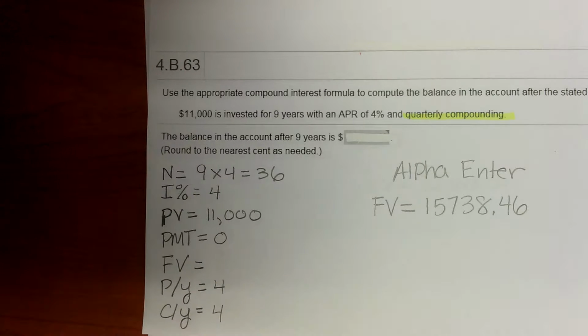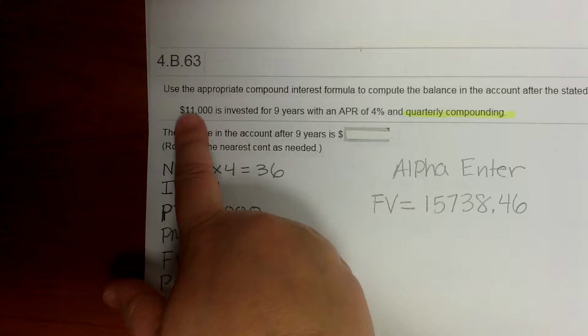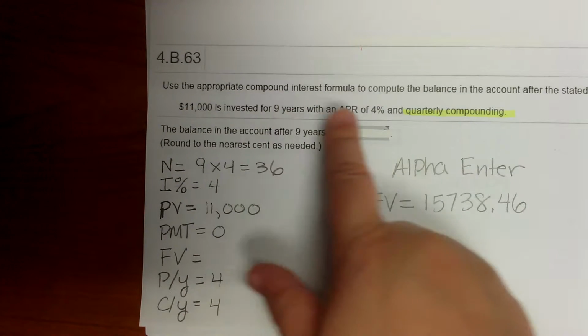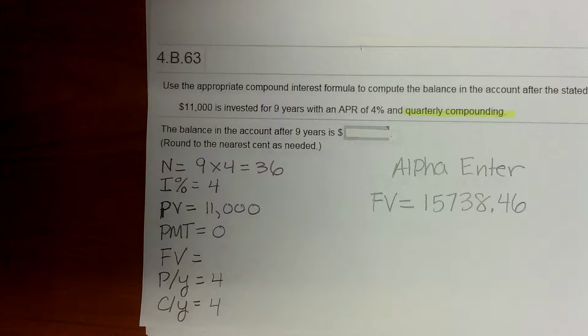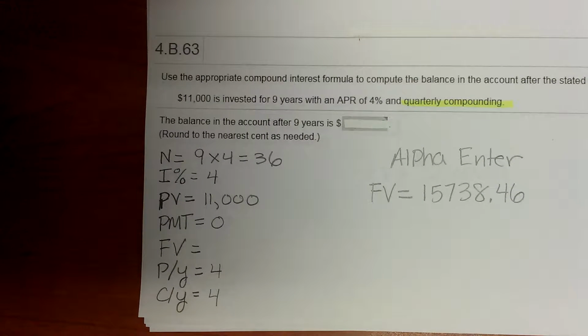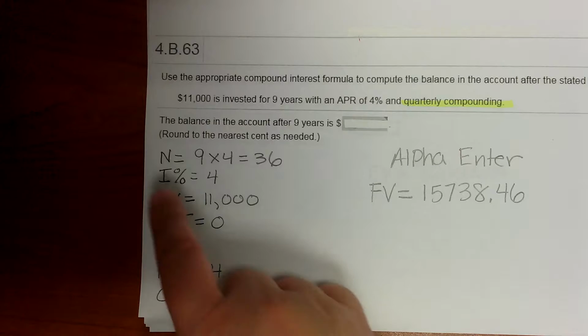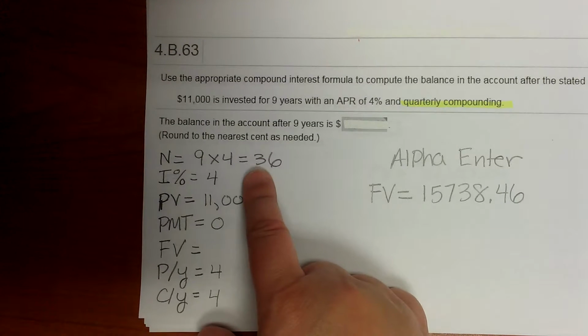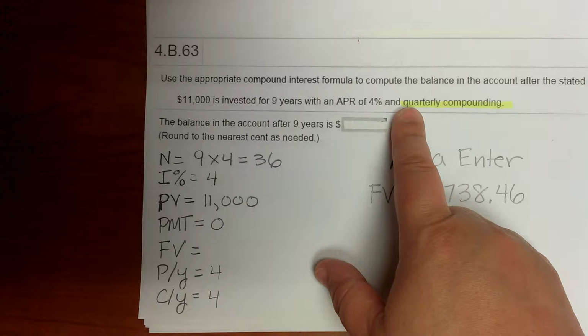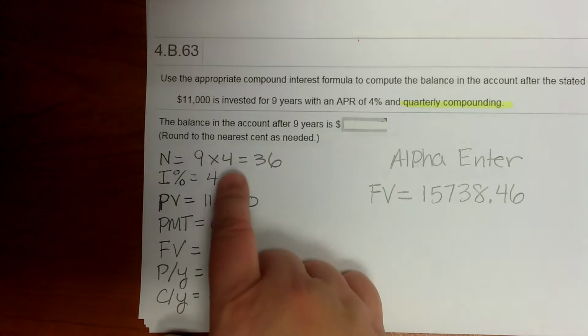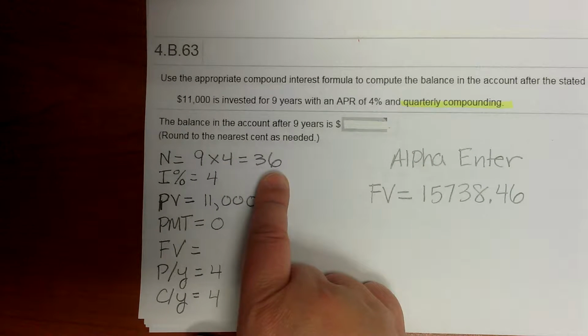Okay, so the first example I'm going to run through with you is we're going to invest $11,000 for 9 years at an APR quarterly compounding. Now, to use the calculator, there are values that you need to plug in. There's the N, which is the number of periods. Since this is 9 years, each year 4 times, that would be 4 times 9, that's 36 periods.